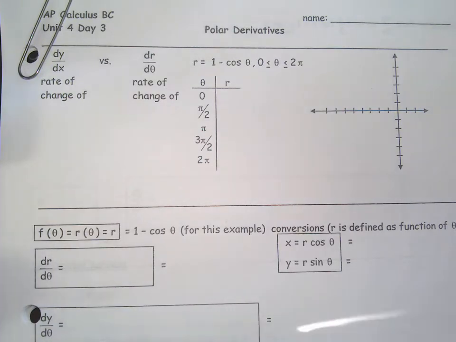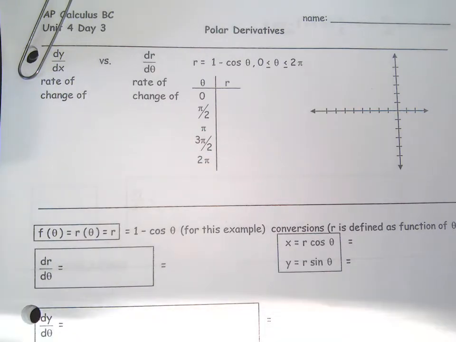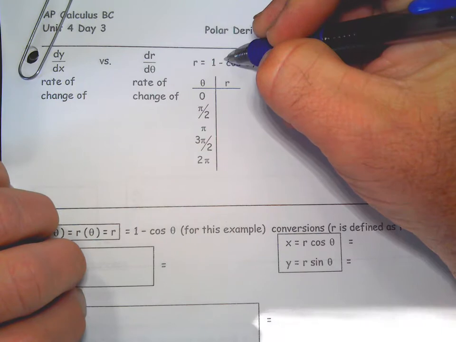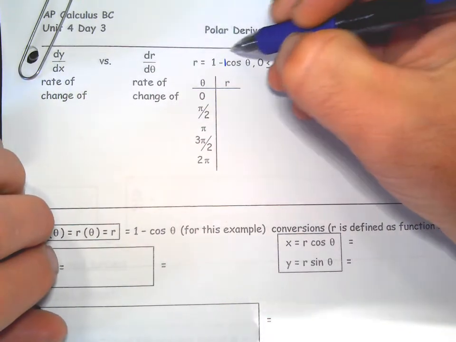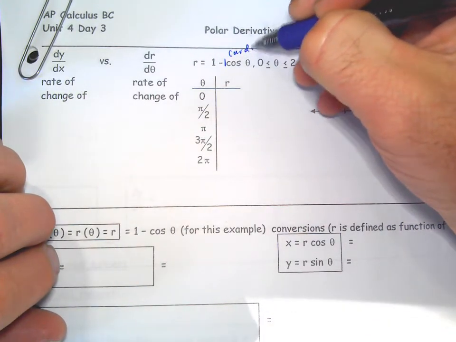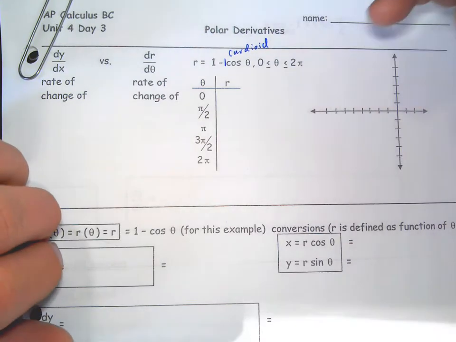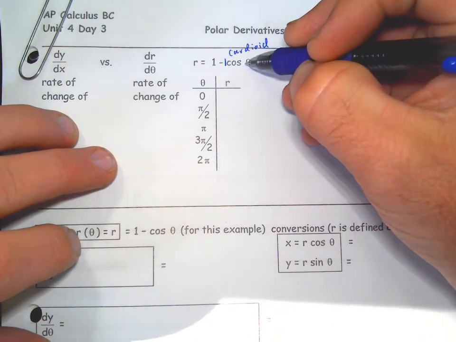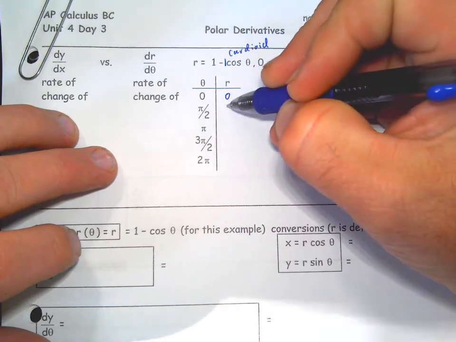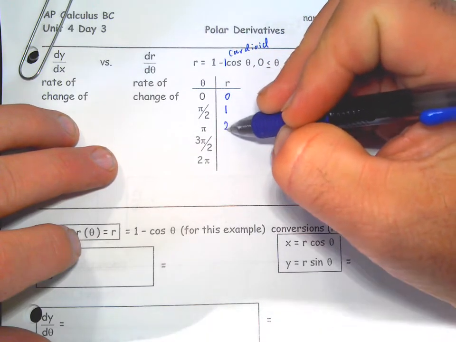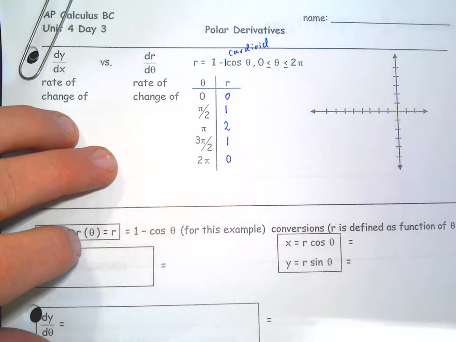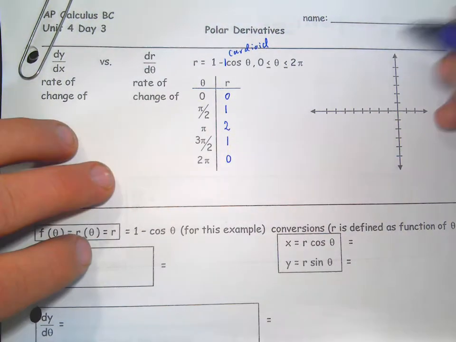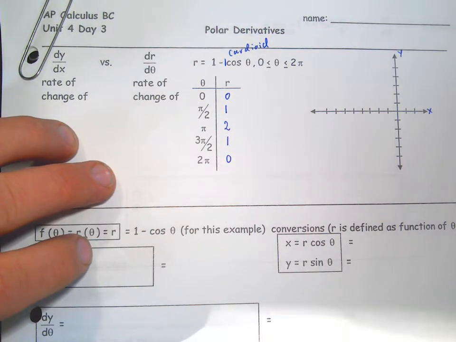So just a quick review. I guess we could do a quick sketch of this graph. You guys should hopefully be getting to the point now where you recognize that this is a cardioid. And so we just plug these values in. Cosine 0 is 1, so it's going to be 0, 1, 2, 1, 0. Should look kind of sideways, horizontal in orientation.